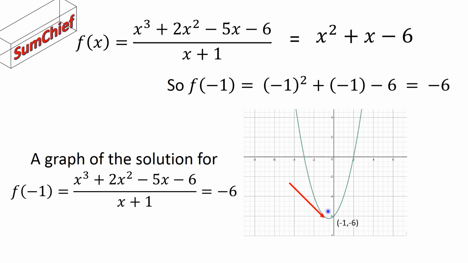So I've drawn a little graph here as well so you can see what's happening. When x equals -1, y is -6. And that's our solution.